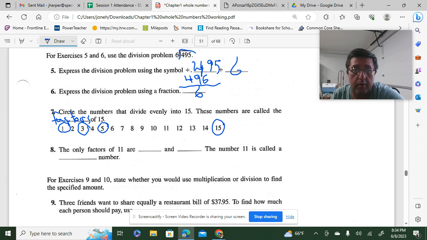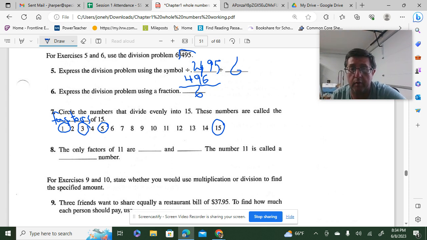Now, none of these others will go into it. 4 will not go into it. 6 will not go into it. 7 will not go into it. 8 will not go into it. 9 will not go into it. 10, 11, 12, 13, or 14.